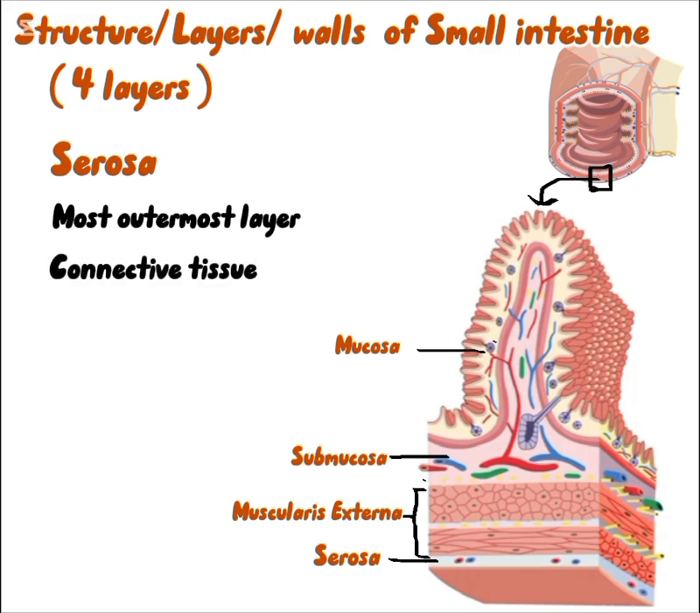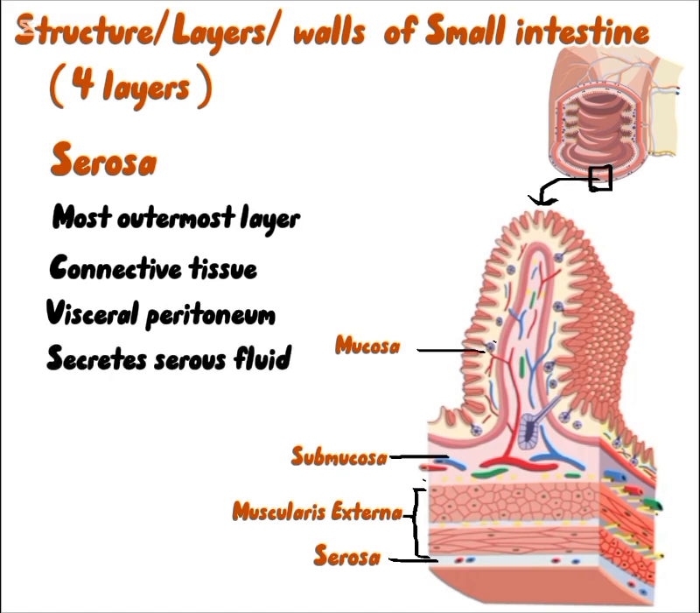It is visceral peritoneal layer that secretes serous fluid that helps intestine to move freely in the abdominal cavity without any friction. Mesentery, that is a double fold of peritoneum, supports the small intestine, also attaches to the serosa.